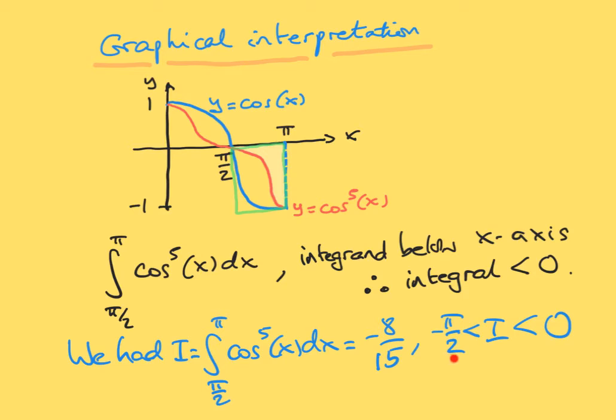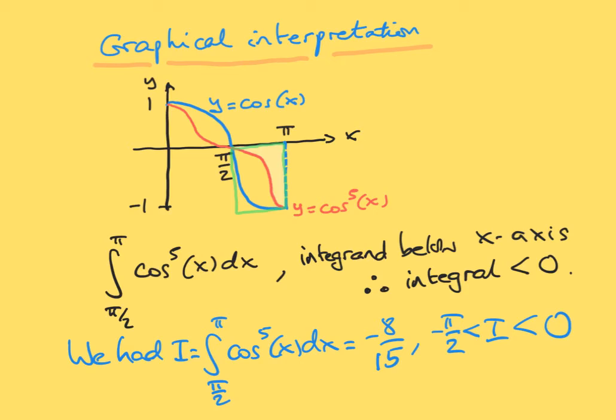So therefore what we're saying is that our integral is going to be bounded between 0 and minus pi over 2. And if you think about that, that is very roughly minus 3 over 2, and our answer is very roughly minus a half, and minus a half does lie between 0 and minus 3 over 2. So our integral fulfills this bound.